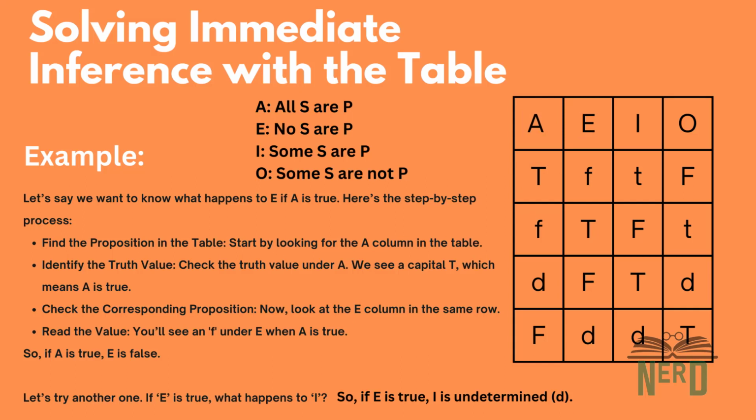If E is true, what happens to I? Using this table, you can easily find out how the truth or falsity of one proposition affects another. Just follow these steps. 1. Find the proposition column. 2. Identify the truth value. 3. Check the corresponding column for the other proposition. 4. Read the value to determine the result. This method helps you quickly solve logical problems and understand the relationships between different propositions.